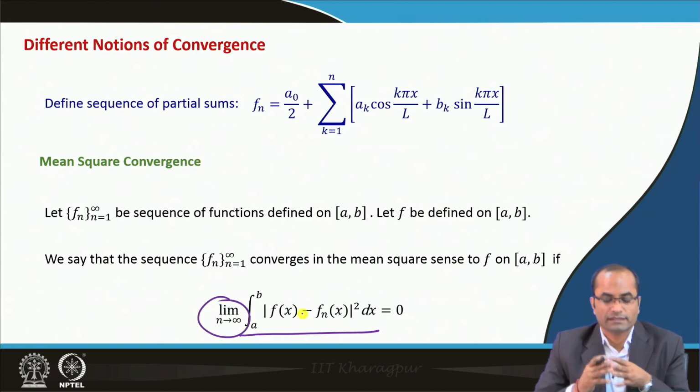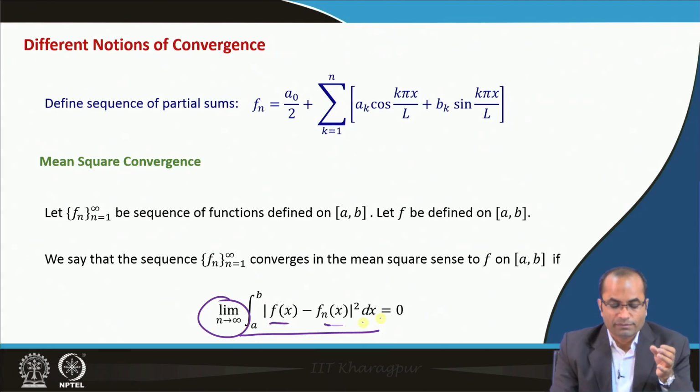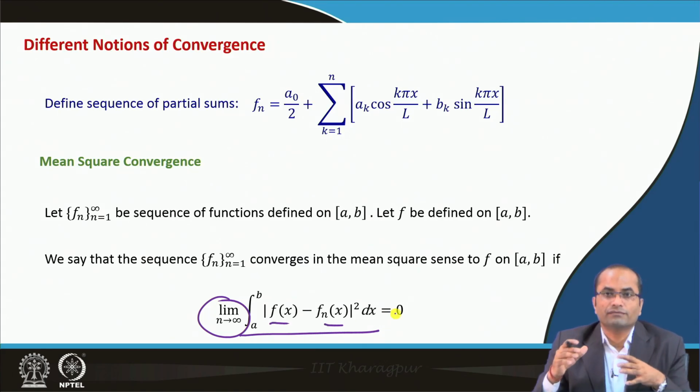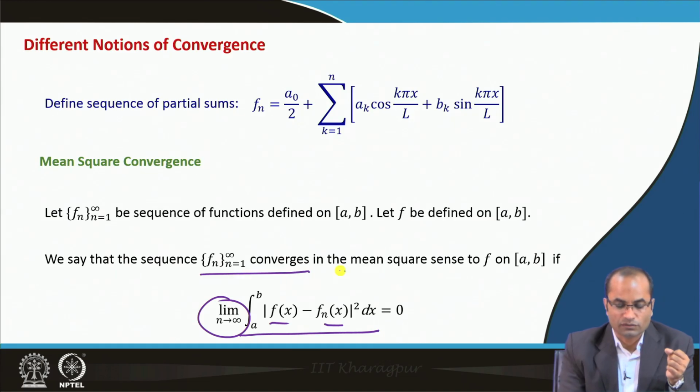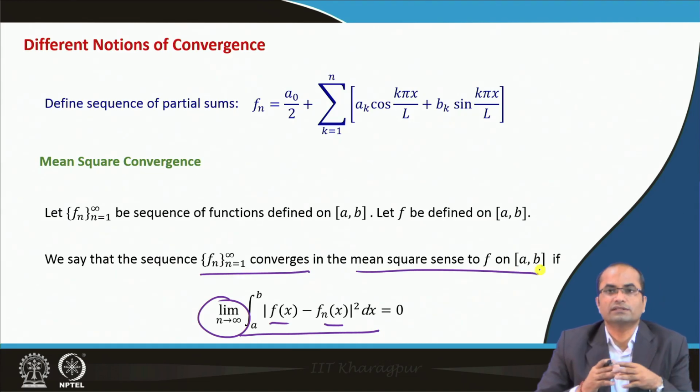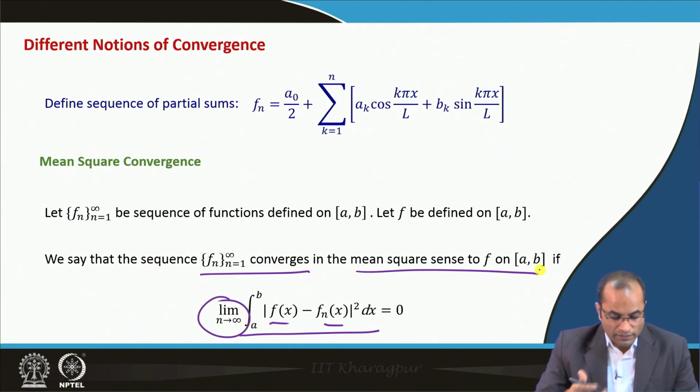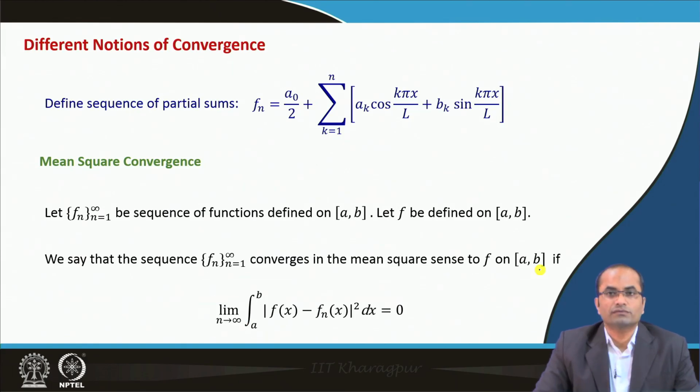So, again as I already said, these two functions may differ at finitely many points, but still this integral value may go to 0, and we say that this converges in the mean square sense to f. There are other stronger versions of convergence which we will discuss now.